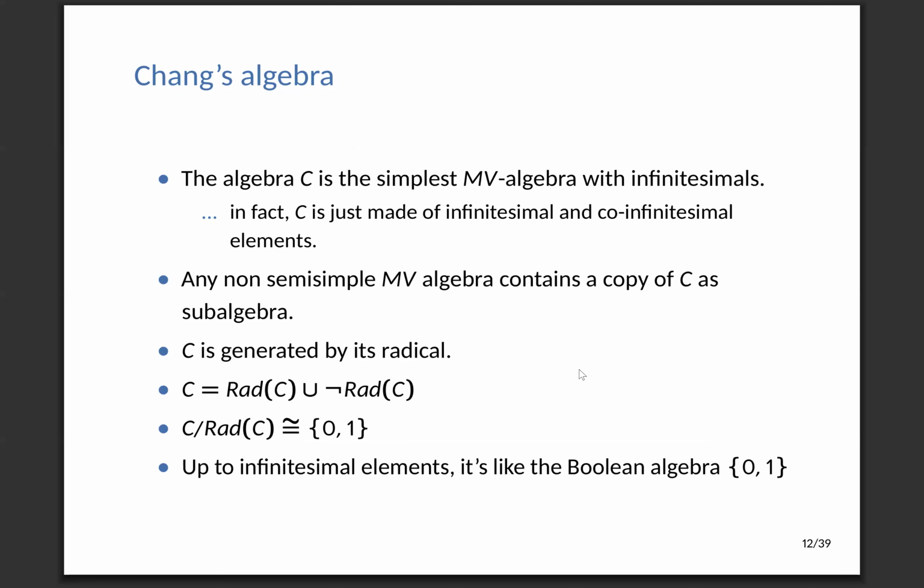So why is this interesting? The algebra C is the simplest MV algebra that has infinitesimals, and all of its elements are either infinitesimals or co-infinitesimals. And if we take any non-simple MV algebra, it contains a copy of C as a subalgebra, and C is generated by its radical. If we factorize it by the radical, we get 0, 1. So up to infinitesimal elements, it's somewhat like the Boolean algebra of 0 and 1.